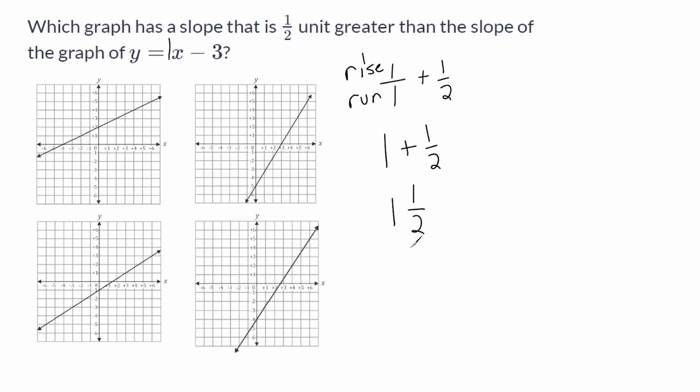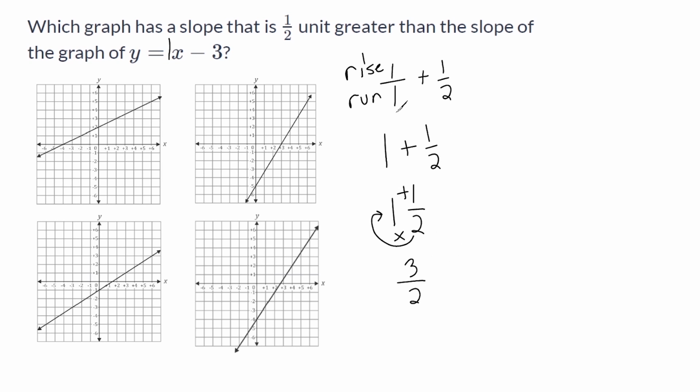But slope is not expressed as a mixed number, so we have to rename 1 and 1/2 as an improper fraction. So we just keep the 2 as it is, and then to get our numerator, we multiply the denominator by the whole number, and then we add the numerator to that result. So 2 times 1 is 2 plus 1 is 3. So 1 plus 1/2 is the same thing as 3/2.